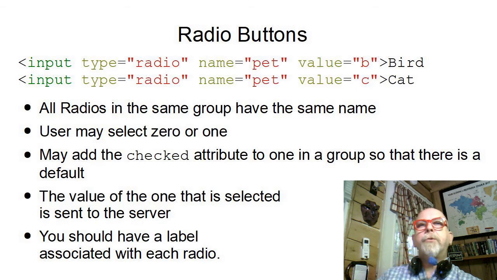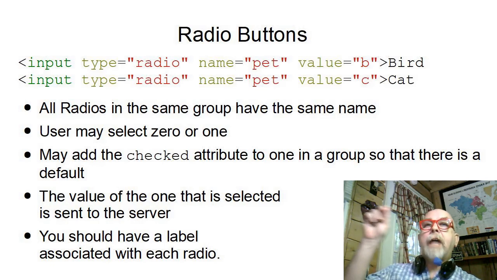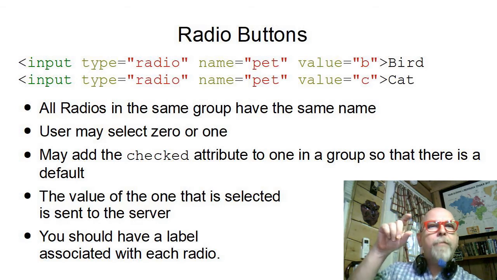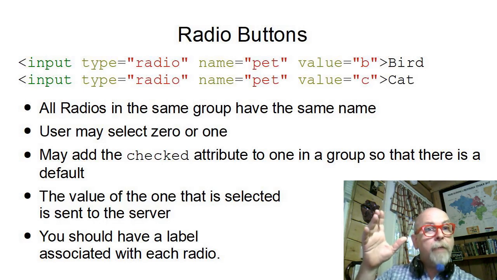Let's start with radios. Radio buttons are a type of input where you say input type radio, but this is where they get tricky. All of the radios that belong to a group of radio buttons all have the same name, but each needs a different value. You can see that I have two radio buttons, bird and cat, and you can choose one or the other, but not both, because that's the way radios work.